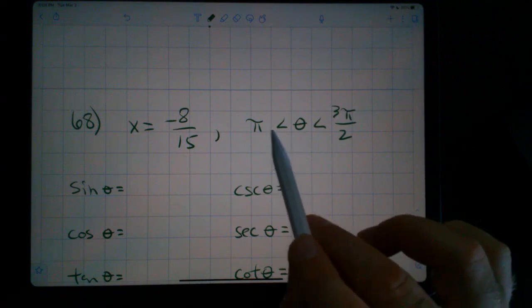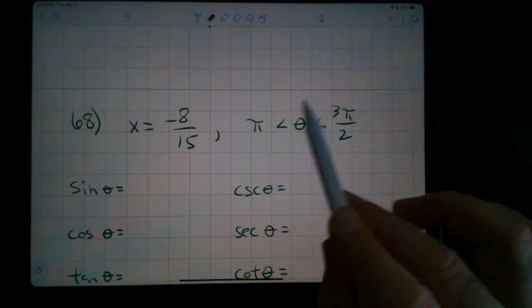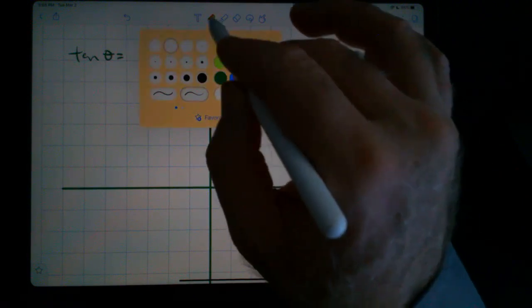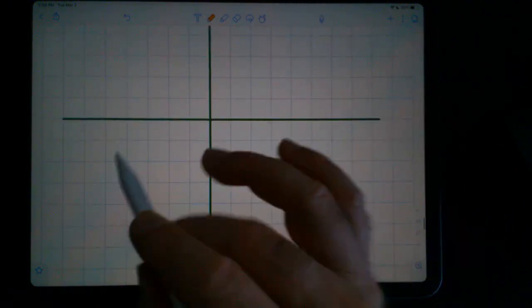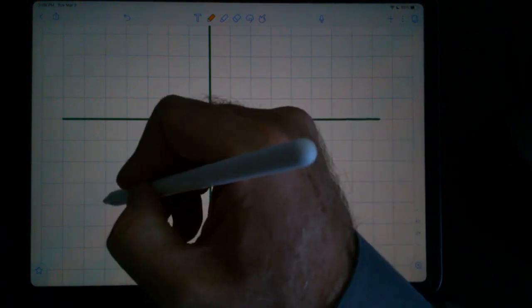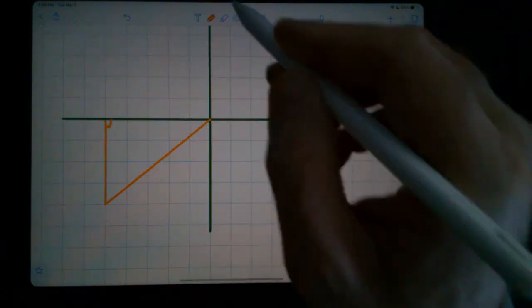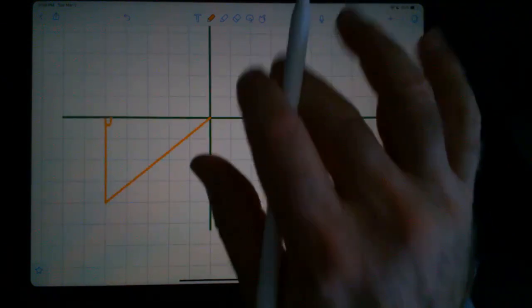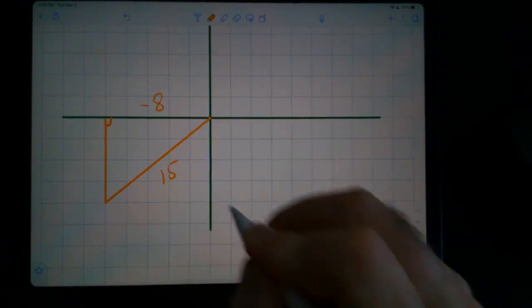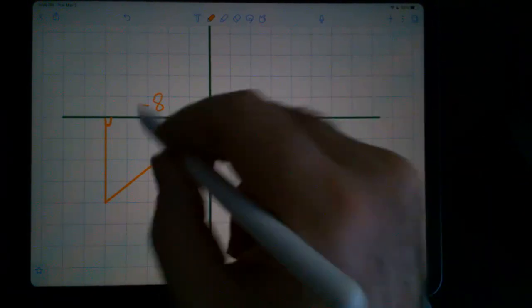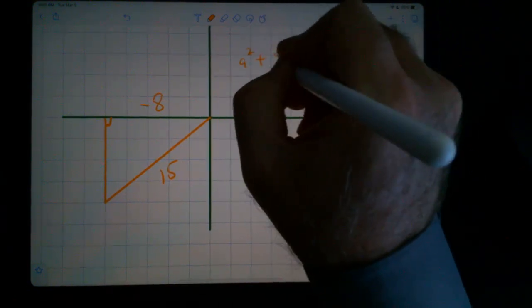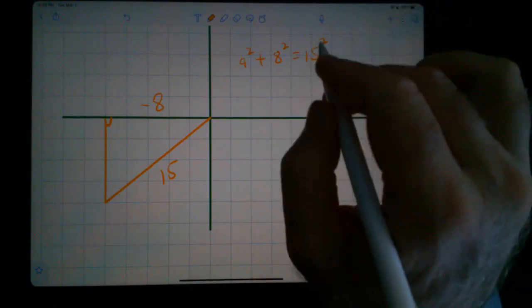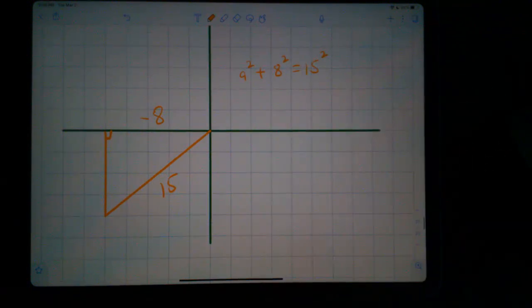So here we have when theta is in between pi and 3 pi over 2. This is going to be in quadrant 3. And x is negative in quadrant 3. And we have negative 8 to 15. So this negative 8 in the x direction, 15 is our hypotenuse. And using Pythagorean theorem, I can leave off that negative for the negative 8 because when you square it, it goes away. So this is 225 minus 64.